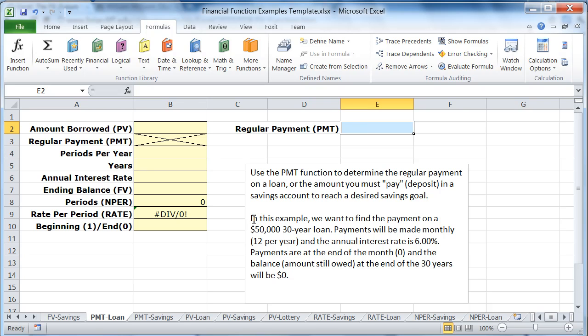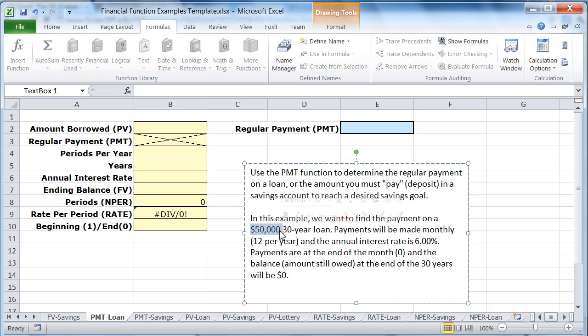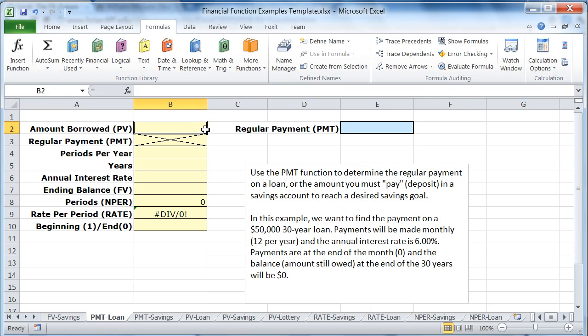So in this example, we assume we're going to borrow $50,000. And when you borrow money, the amount that you borrow is the amount that you have right now. So that's going to be $50,000. And what we're trying to compute here is the regular payment, so I've X'd that out.